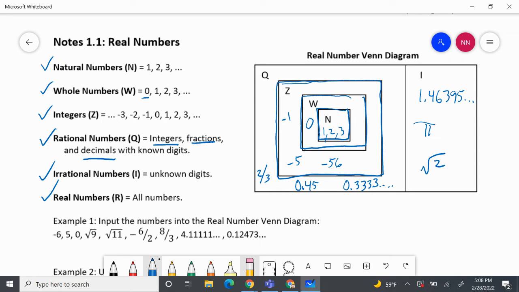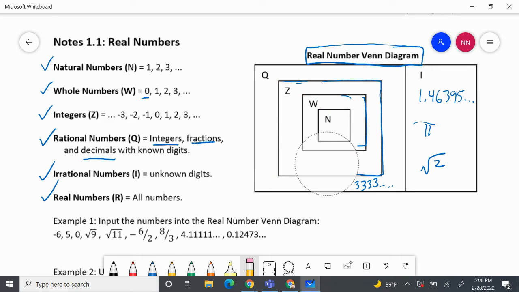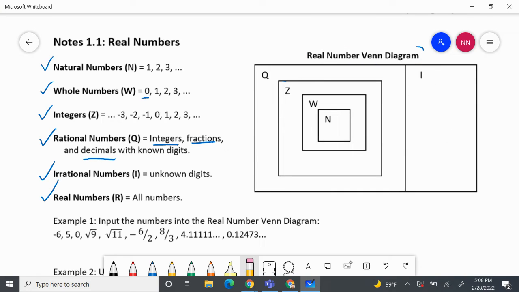Now, all numbers in this course are going to be real numbers. When you move into Algebra 2, we start talking about imaginary numbers, but we won't get into that today. Now, what we're going to do is fill in our Venn diagram for example 1, and we're going to start with -6. -6 would be an integer. Then what we have is 5. 5 would be a natural number. 0 is our only whole number because all the other numbers are going to be natural numbers. That would be whole numbers.